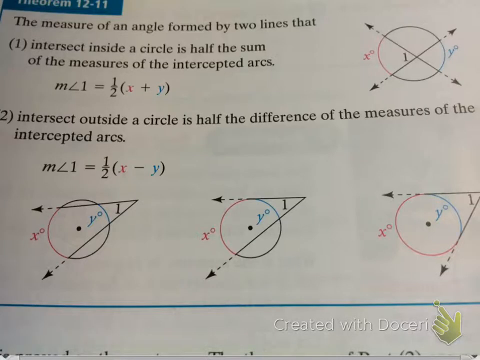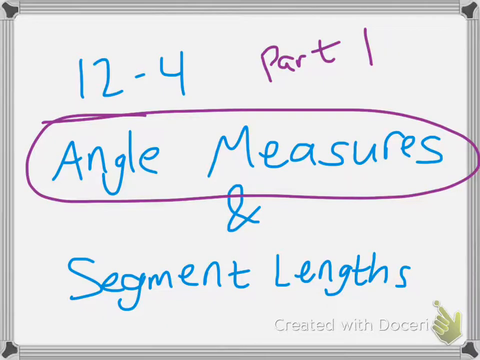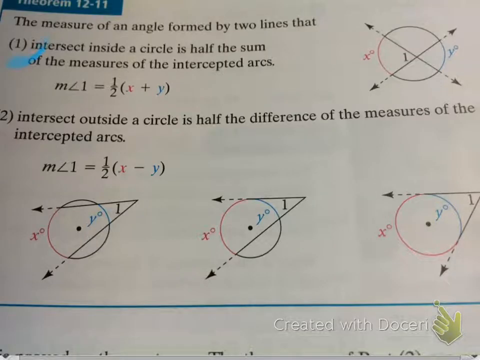Alright, so let's look at a theorem we have. It says that the measure of an angle formed by two lines that, well, we're going to focus on this first case first, hence number 1 here. We're going to focus on this one first. So the measure of an angle formed by two lines that intersect inside a circle is half the sum of the measures of the intercepted arcs.